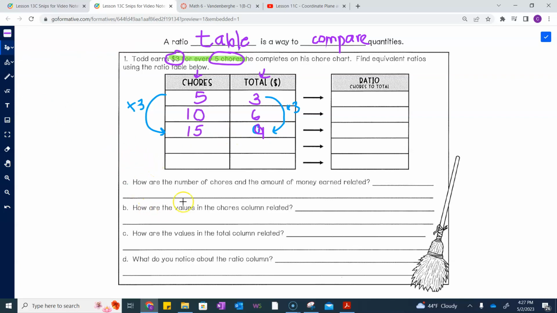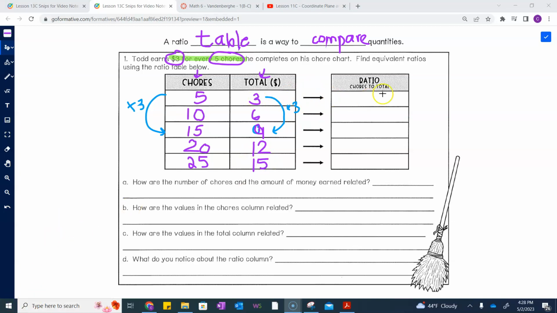And then let's say he does 20 chores. Our scale factor goes from a 3 to a 4. 5 times 4 is 20, so 3 times 4 is 12. So now it's a 20 to 12. And finally, our last one, 25 chores. 5 times 5 is 25, so we scaled that up 5 times bigger, so we're going to scale this up 5 times bigger. He'll make $15.